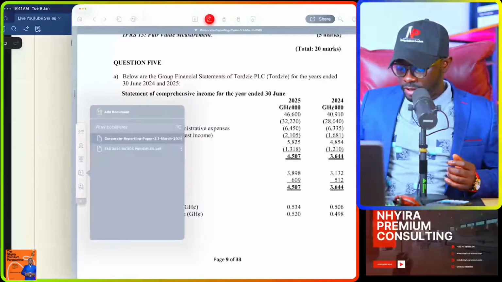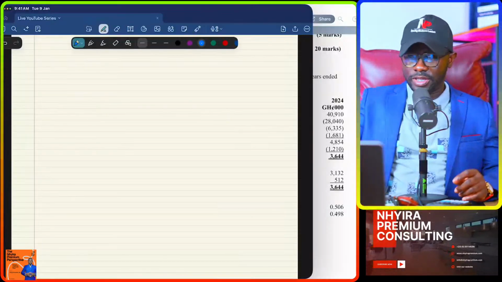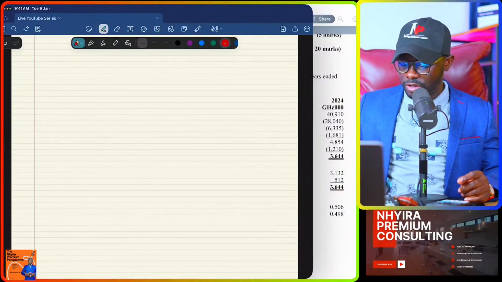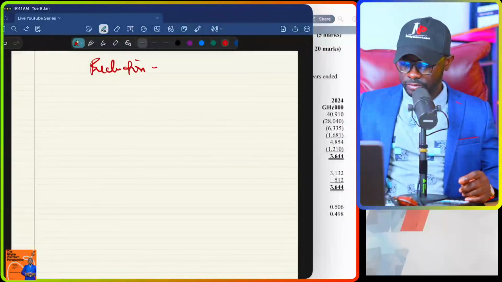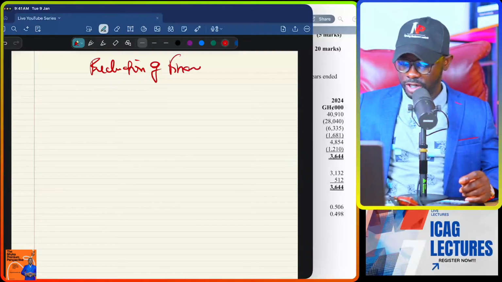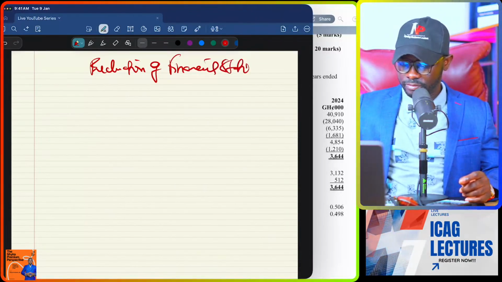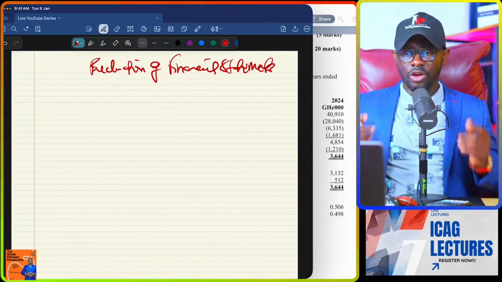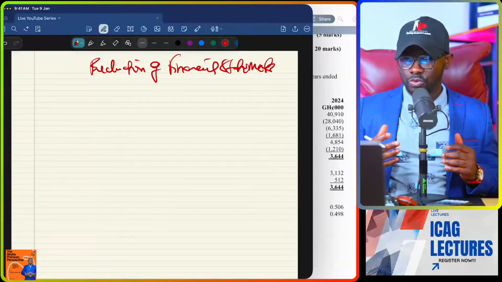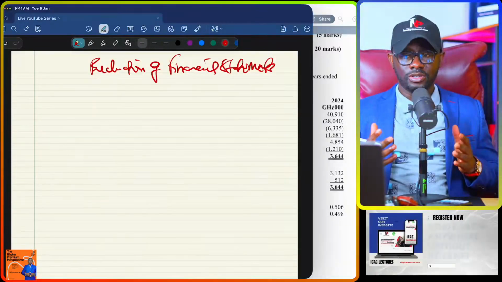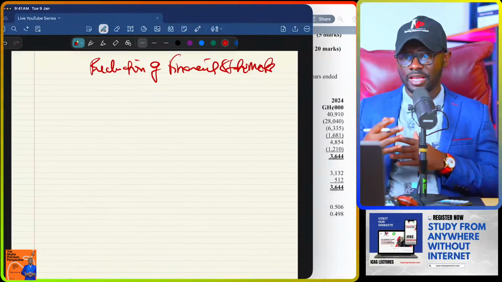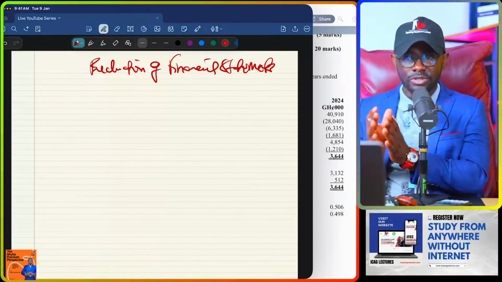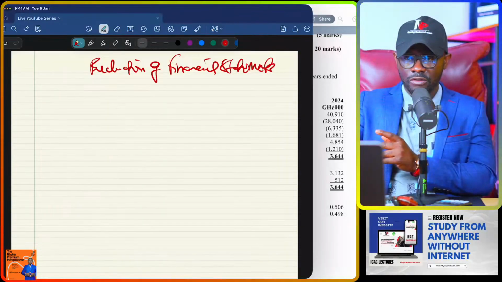So evaluation of financial statements, 20 marks coming in the exam hall. What are we supposed to do with it? As always, the first question we ask ourselves is what are the options available to the examiner? In other words, what are the styling of questions that the examiner is likely to bring to us when it comes to this key area, evaluation of financial statements?